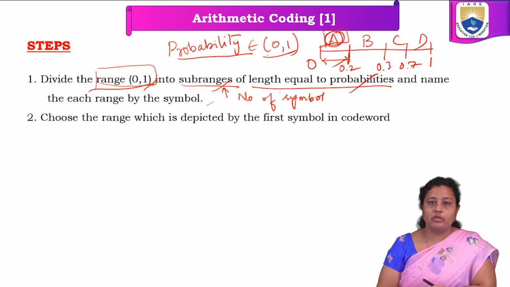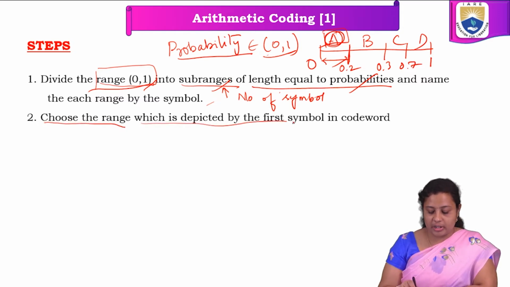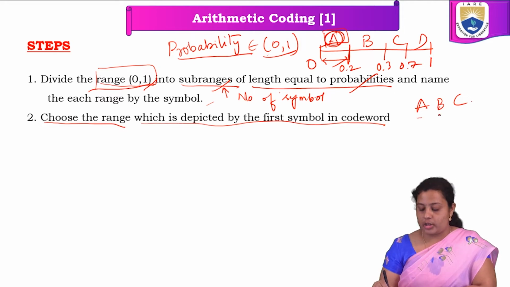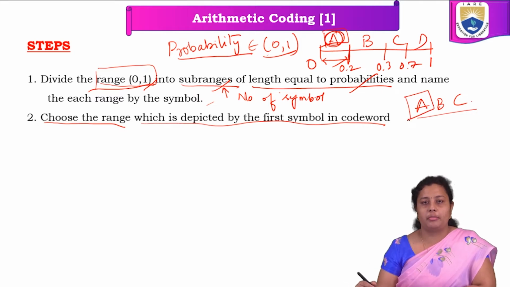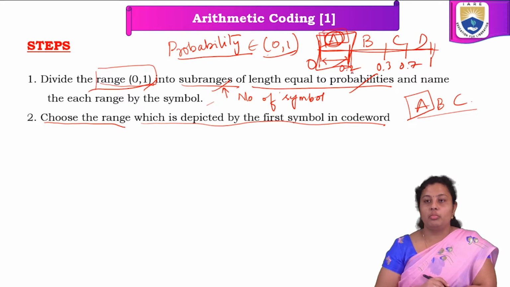Next, what are we going to choose? We are going to choose the range which is depicted by the first symbol in the code word. Suppose I have my code word ABC. Since the first symbol is A, I will choose the sub range which is represented by the symbol A. That is given by 0 to 0.2.